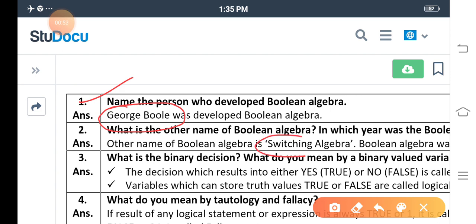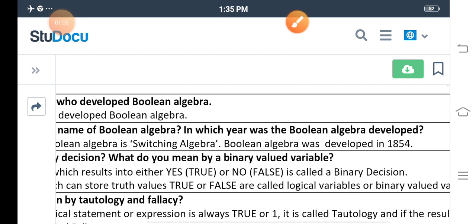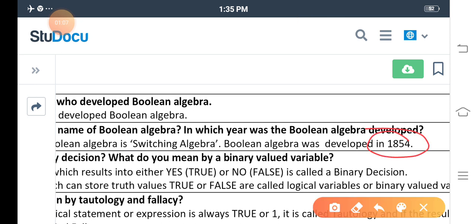So another name is switching algebra. So you can write it, just in short you can write anywhere or wherever you have written the topic. Now next is, in which year was Boolean algebra developed? So here it is, in 1854.